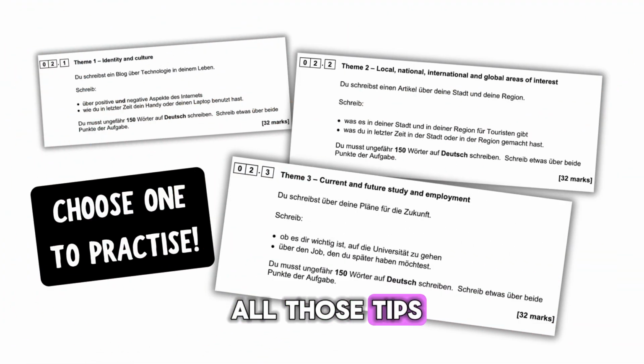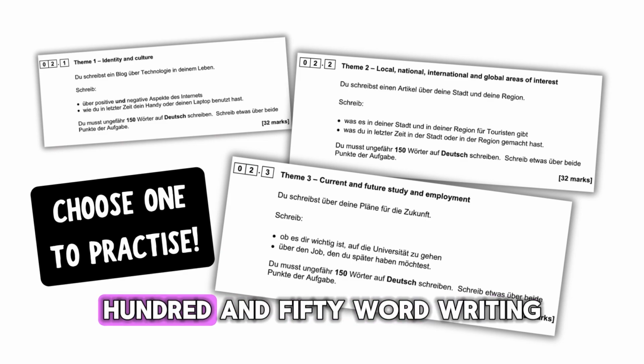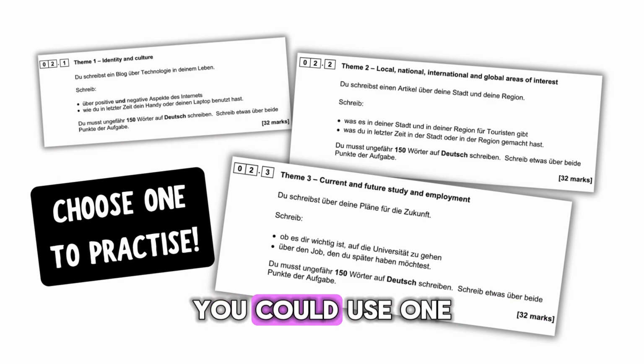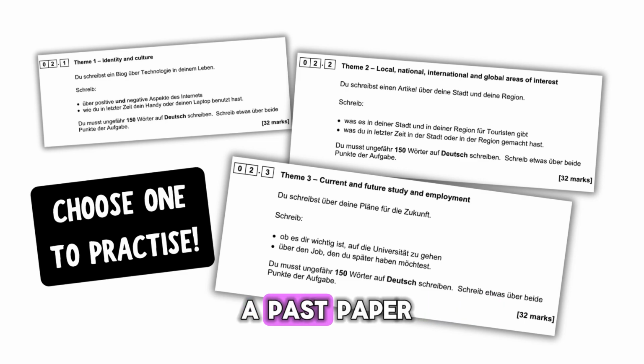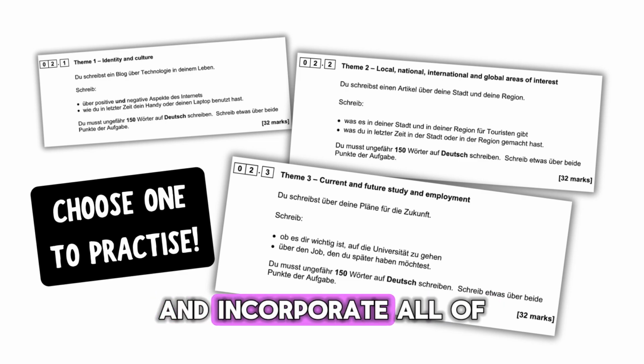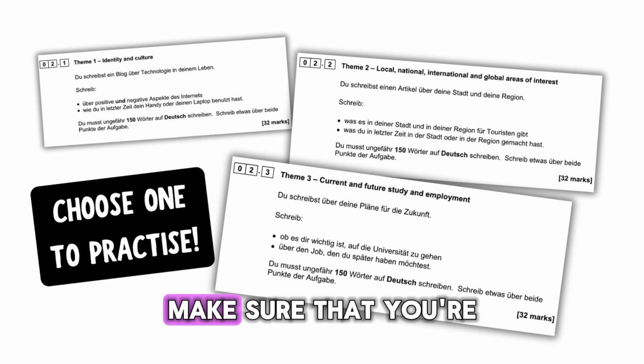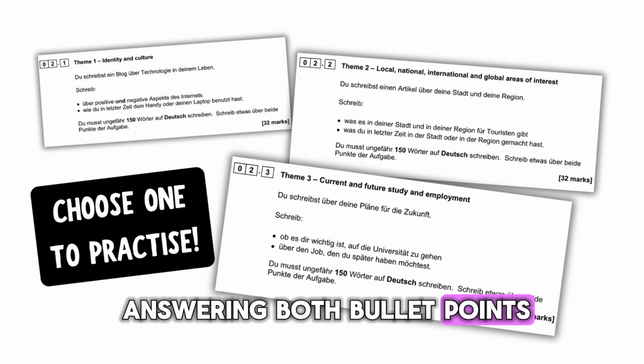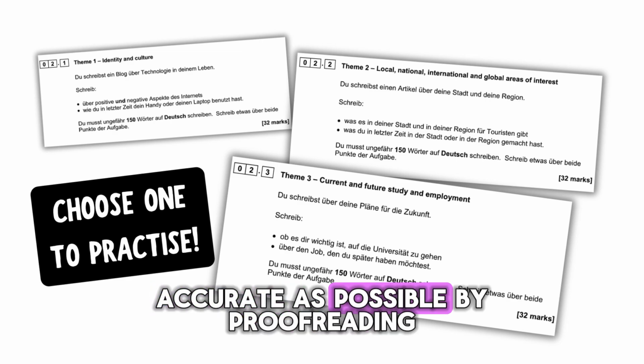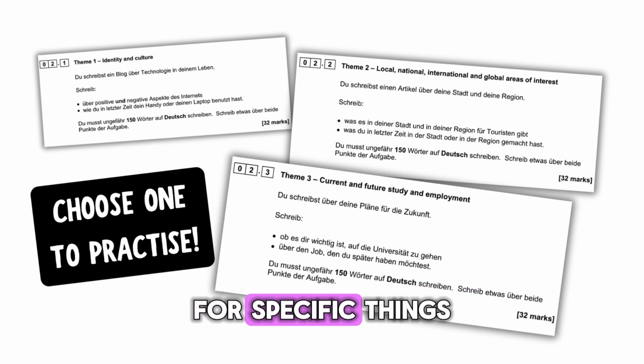Now that you've got all those tips, go away and practice your 150 word writing. You could use one of these questions from a past paper, or you can go find your own. Have a go and incorporate all of the things I've mentioned. Make sure you do a plan. Make sure that you're answering both bullet points. Try and be as accurate as possible by proofreading for specific things.